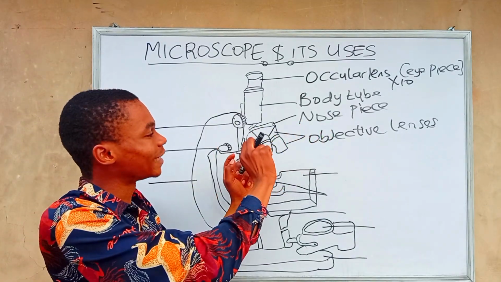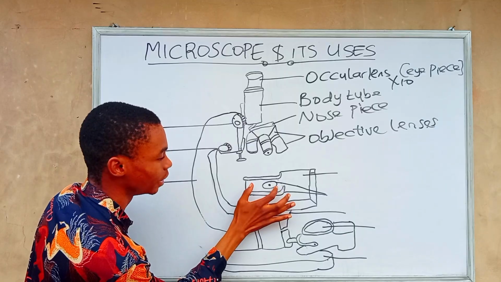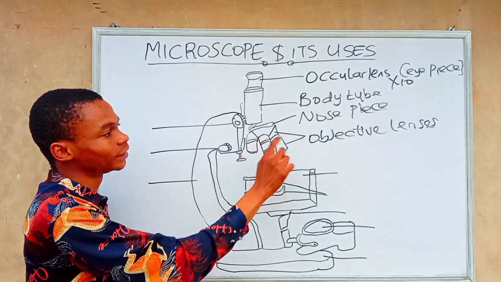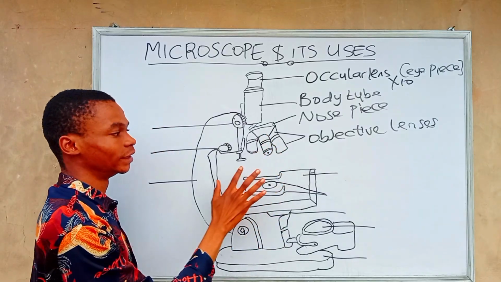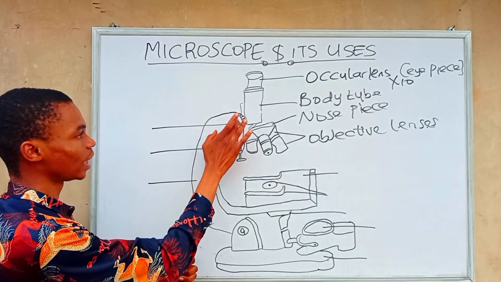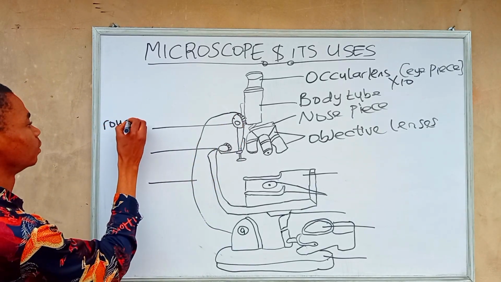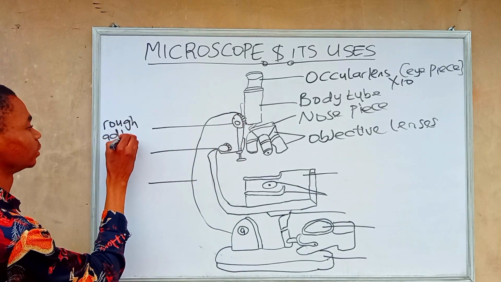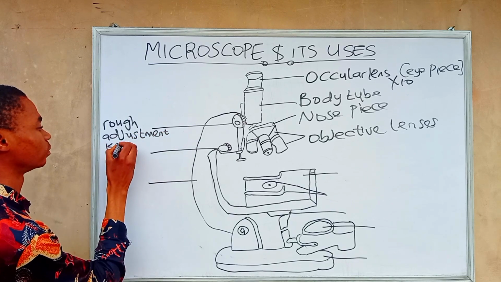So it is this nose piece that allows us to rotate. Assuming we are trying to view a specimen here, this is where we place it. If we want to change from 4 to 10, it is this nose piece that allows us to rotate it. So let's come here. This part is called the rough adjustment knob.